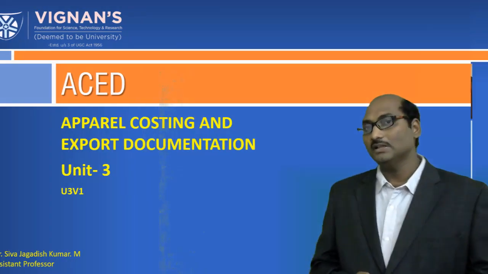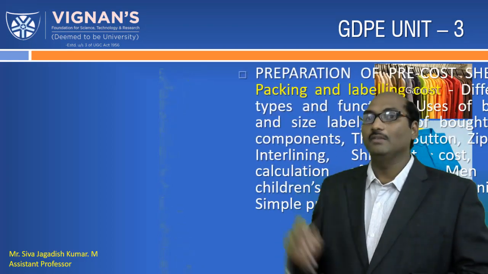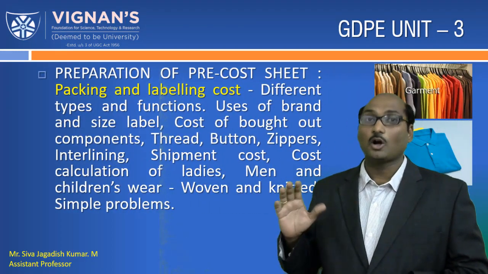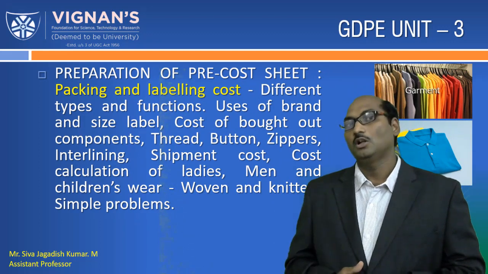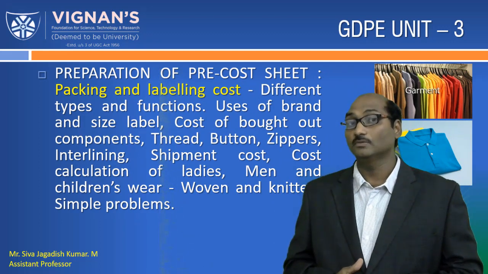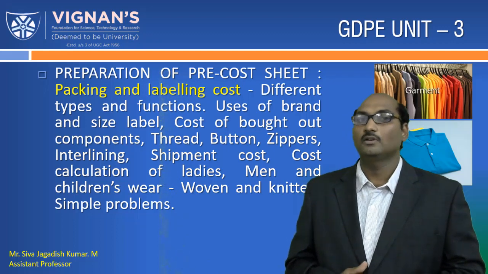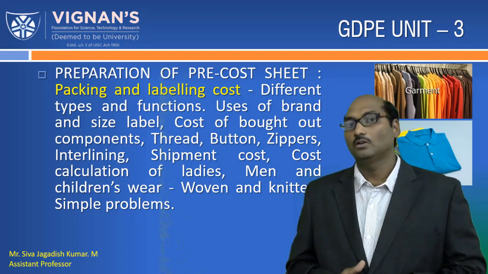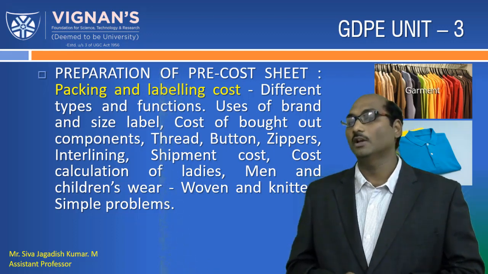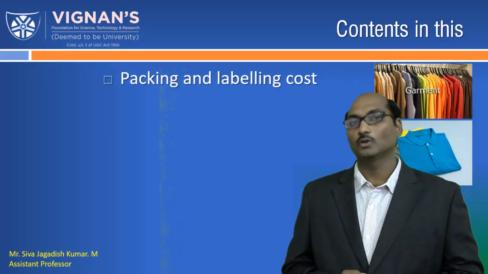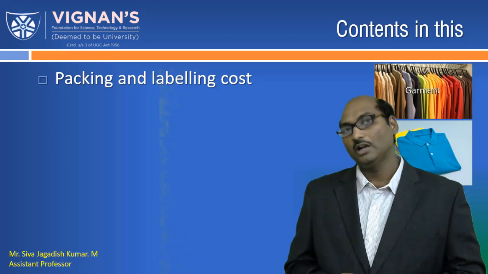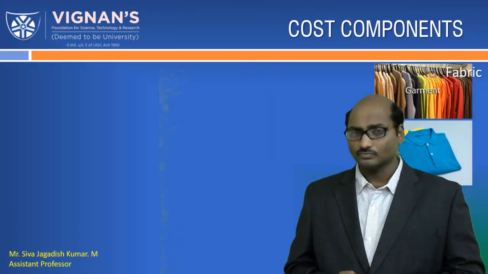If you consider the Unit 3 syllabus, it covers cost sheet preparation and the concepts related to the cost sheet, and the different types, functions, and uses of brand and size labels. So these topics we are going to discuss in this unit. Mainly, our focus is on the packaging and labeling cost.